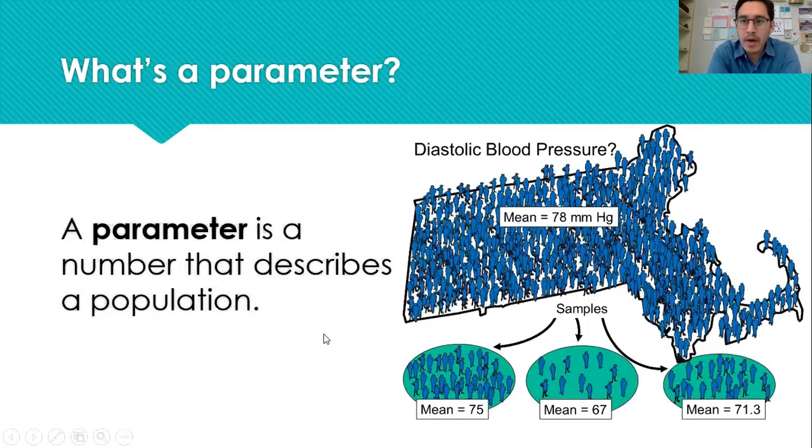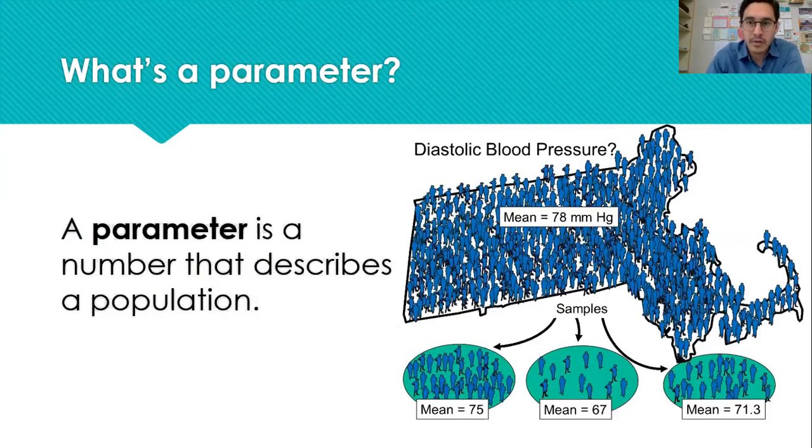Okay. So let's first talk about a parameter. In a previous video, I showed you this diagram, and we talked about a statistic, right? So a statistic is a number that's derived from a sample. Now, a parameter is the opposite of that. It's a number that is derived from a population.